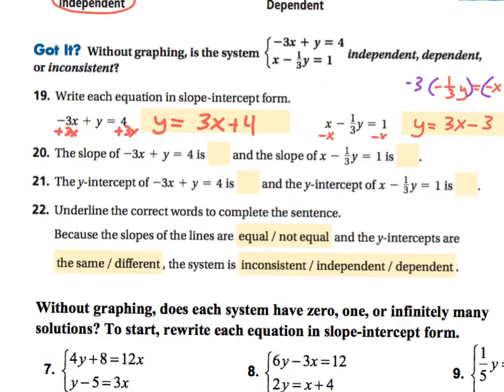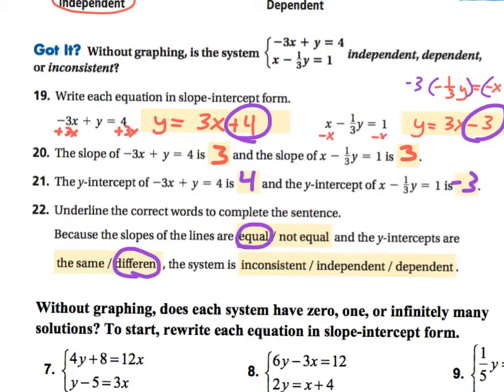All right, so let's look at this. Number 20, the slope of the first equation is 3. The slope of the second equation is 3. But what about the y-intercepts? Are they the same? No, this one here is 4, and this one here is negative 3. So let's look at this together. Because the slopes are equal and the y-intercepts are different, that means the lines are parallel, and therefore we call it inconsistent.